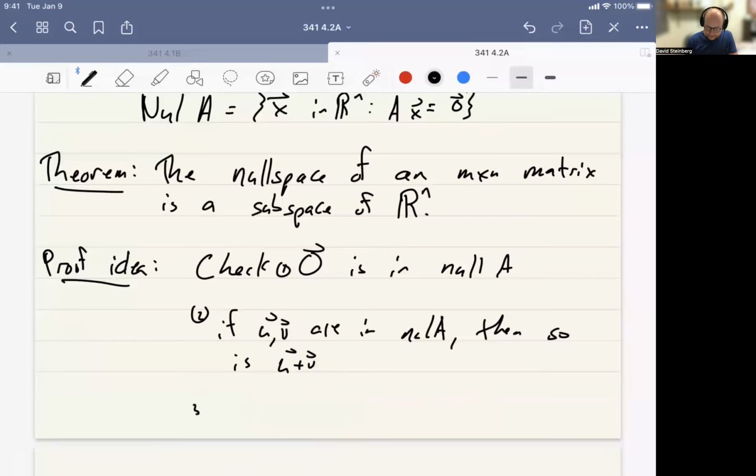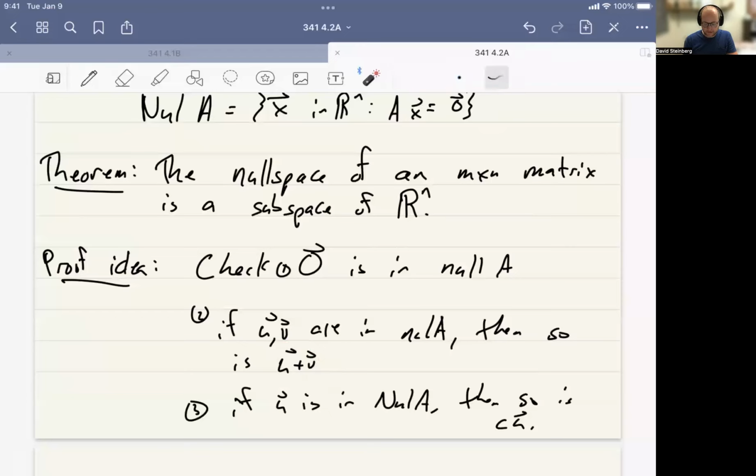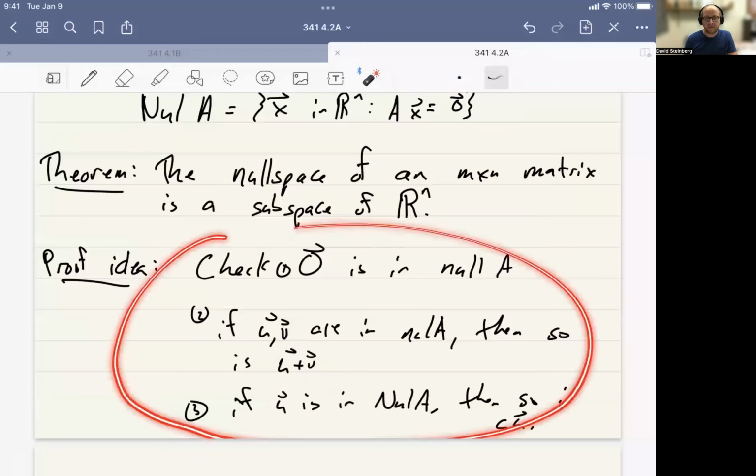And similarly, for the scalar multiple, if A of u is 0, then A times c u, we can just factor out the c and get back c times 0, so it should be 0 still. If u is in null A, then so is c u for some scalar c. So maybe this is less of a proof idea and more of a proof. Just go do it yourself if you're curious.